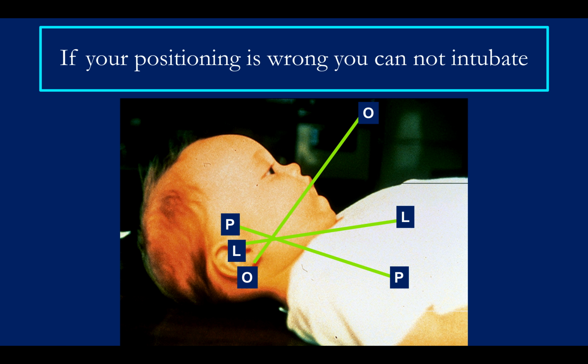The oral axis, marked as O, is at a very acute angle to the pharyngeal axis, marked as P, which is also at an acute angle to the laryngeal axis, marked as L. You need to have all 3 of these axes lined up in order to be able to see into a child's airway.